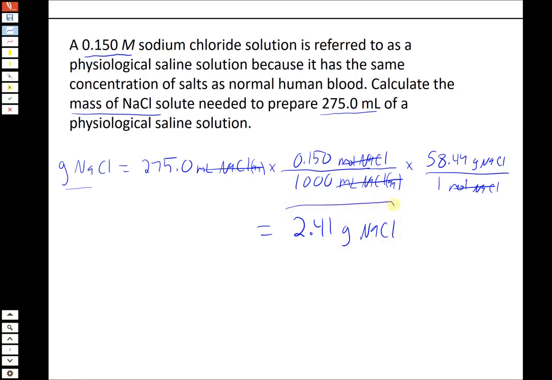Alright, so if we dissolve 2.41 grams of sodium chloride in 275 milliliters, that's going to give us a 0.150 molar solution. Let me double check the numbers. That sounds a little high, but maybe that's right. Yeah, it should be right. Okay, so that's going to be a problem where we're not calculating molarity, but we're using molarity as part of a conversion. And so molarity being a compound unit, moles per liter or moles per 1,000 milliliters, as I wrote it here, that's a way to convert between volumes and number of moles.